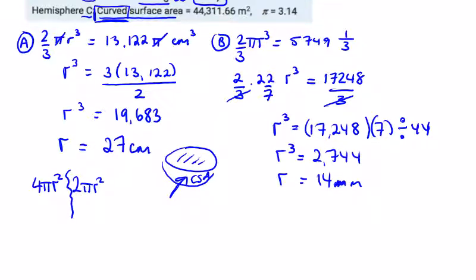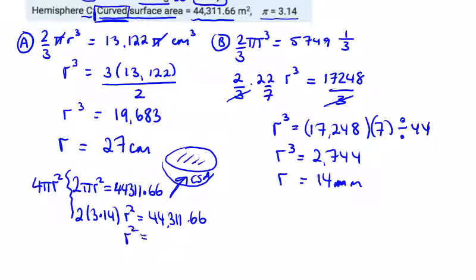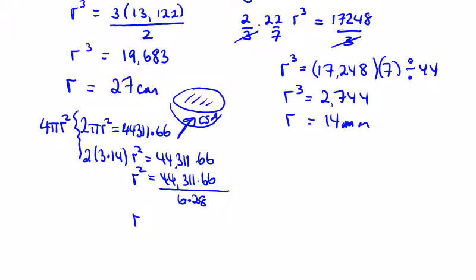So 2 pi r squared is equal to 44,311.66. So obviously when you divide across using pi is 3.14, this question will work out evenly. It's the way they're set up. So 2 by 3.14 r squared is equal to 44,311.66. So r squared is equal to 44,311.66 divided by 6.28, or you can leave it as is, because the calculator will do the work for you. You just have to decide at what point you want to simplify.